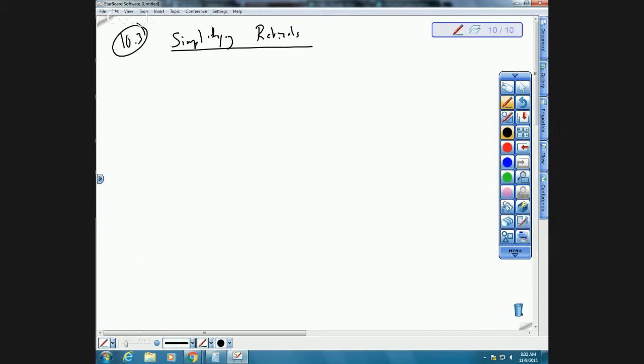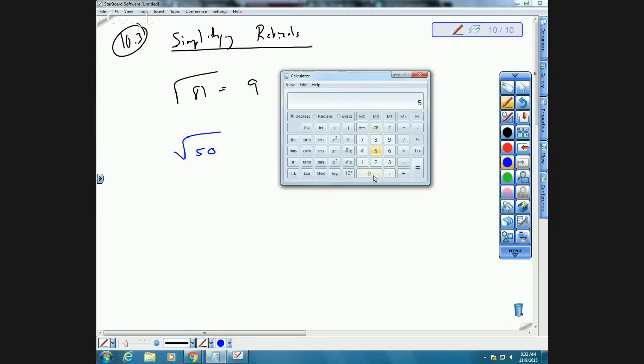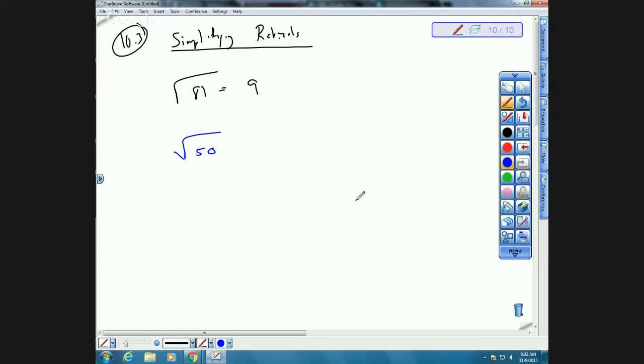So all the ones we've done so far, we've done like the square root of 81. We know the answer is 9. But what happens when you get like the square root of 50? We know the square root of 49 is 7, so it's really close to 7. But if you put it in the calculator, you get 7 point something, something, something. So you come over here and you can do the square root of 50, 7.071. But that's a decimal that keeps going on and on and on forever. It never stops. So we want to have exact answers, so you can just simplify these.